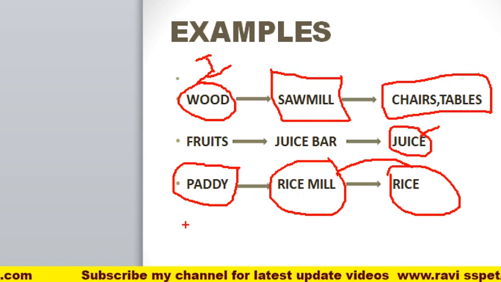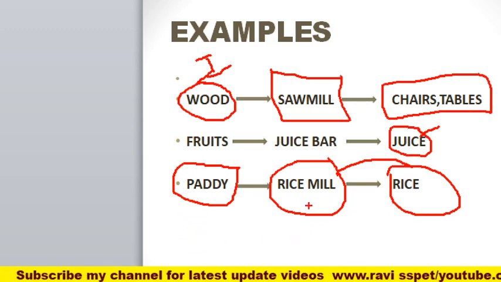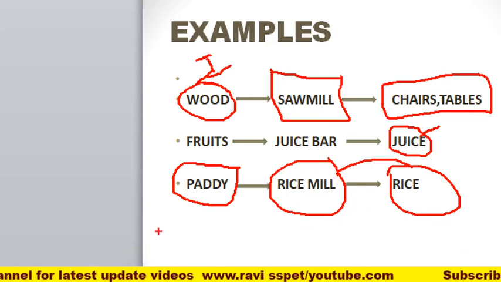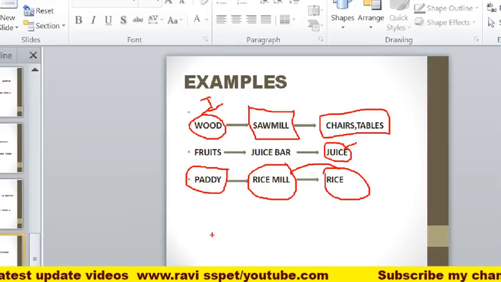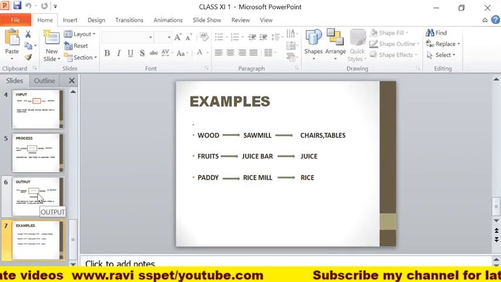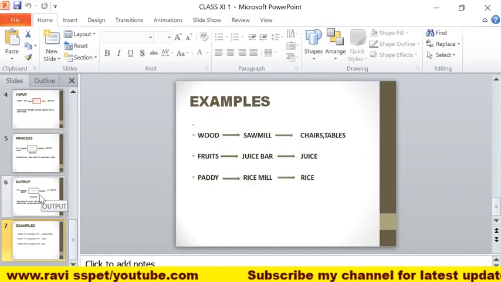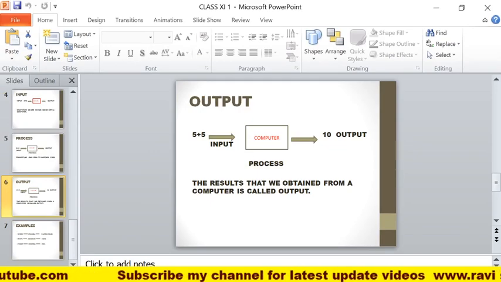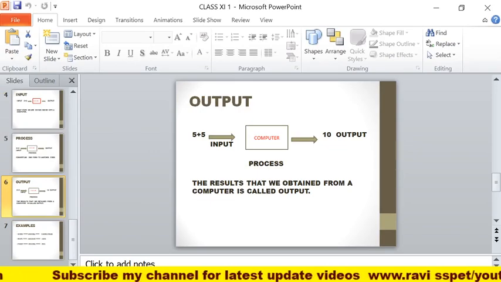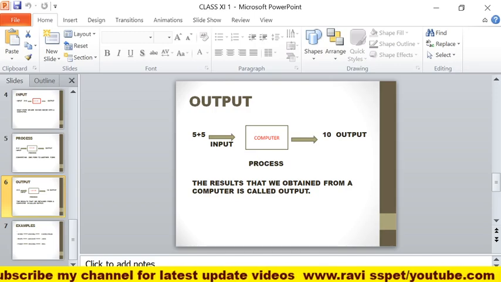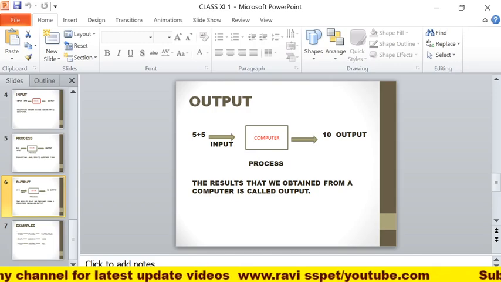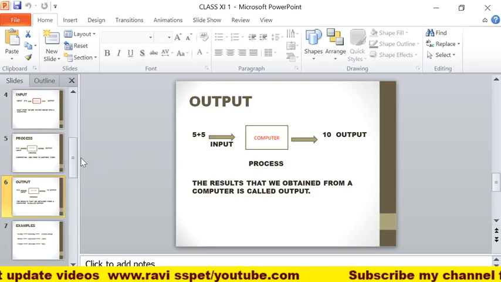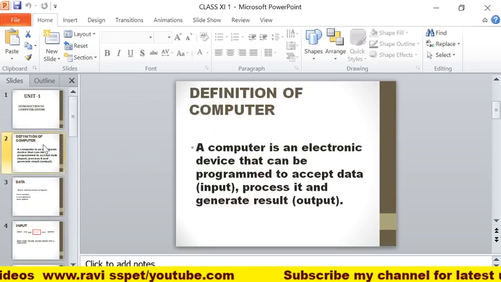Like this also, 5 plus 5 is going into the computer. After that the result is 10. That 5 plus 5 is the input here, and it is going into the computer. In the computer it is processed and the output is 10, the result is 10. Okay, so this is about what is data, what is input, and what is output.